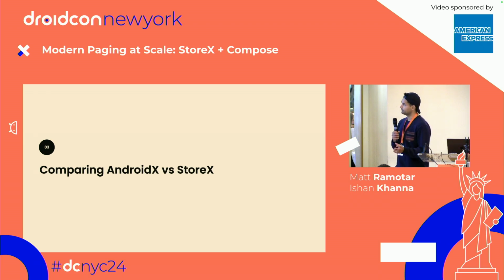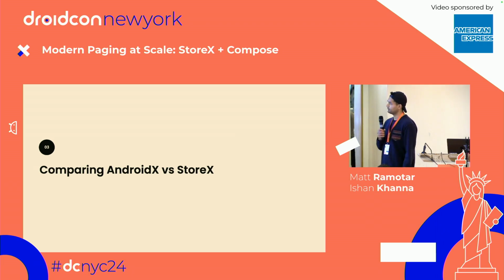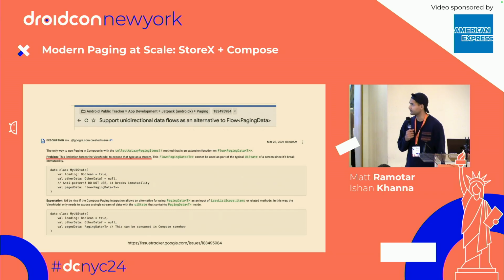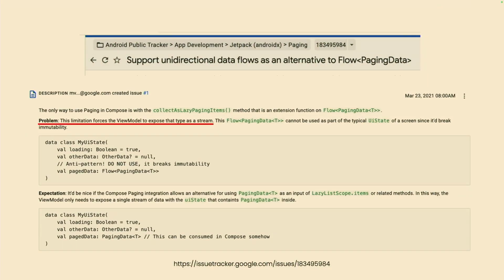Our first thought was, let's just hook into paging as much as we can and just use that. We didn't want to build our own thing, and we just had these issues that we were hitting. The first one, UDF, we've already talked about here. This is an issue from Google that has been open for a few years. The issue is that with Compose specifically, you can only collect the lazy paging items in the UI. You can't do anything at the view model layer. And that just doesn't work with UDF, right? So that was a big thing.